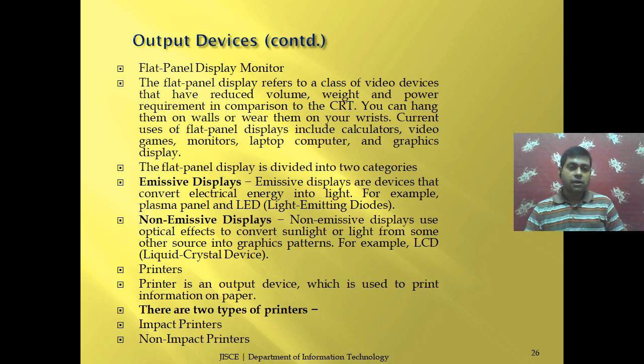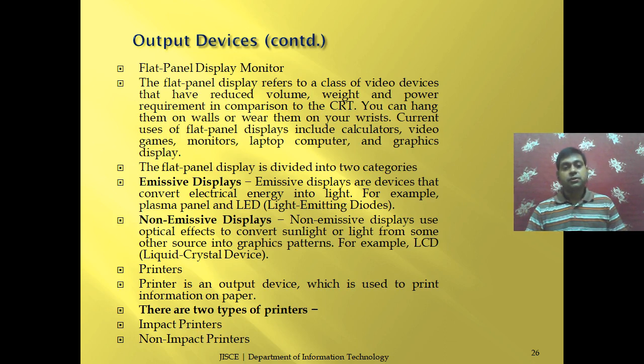Then come the other output devices like emissive and non-emissive display devices. Before that we need to know about the flat panel display monitor. CRT is not flat panel but a little bit convex, and we cannot hang it on the wall, but flat panel displays we can. And these flat panel devices are of two types, emissive display and non-emissive display. If we give an example of emissive, then we can say light emitting diodes, LED, and plasma panel, etc. are examples of emissive.